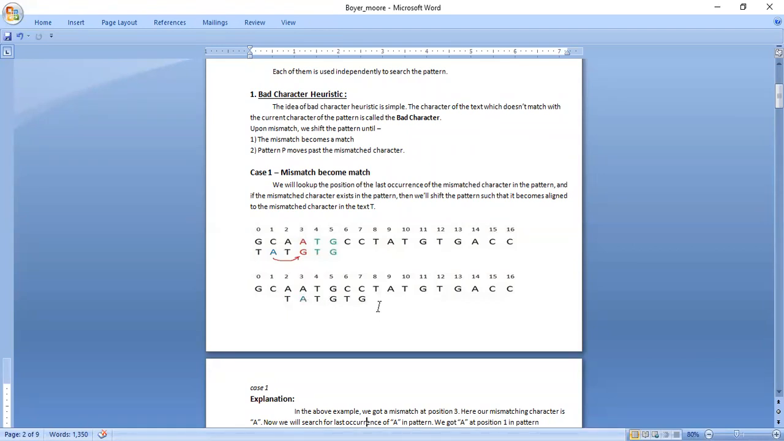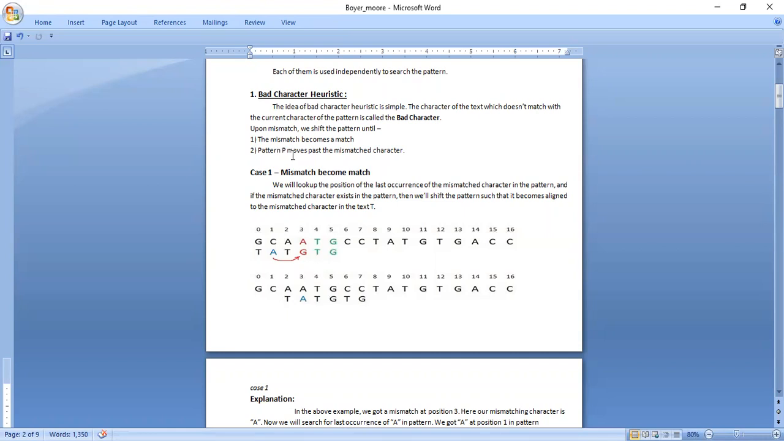So again, what will we do? Again, we'll start from the right side, from right to left, because that follows the terminology. Now again, a mismatch has occurred. Now this C is my bad character. So again, I have to look for C in my pattern, whether it exists or not. No, it's not existing. So this first case has been completed. Again, we are not able to find the C character in my pattern, so I have to move to the next step.